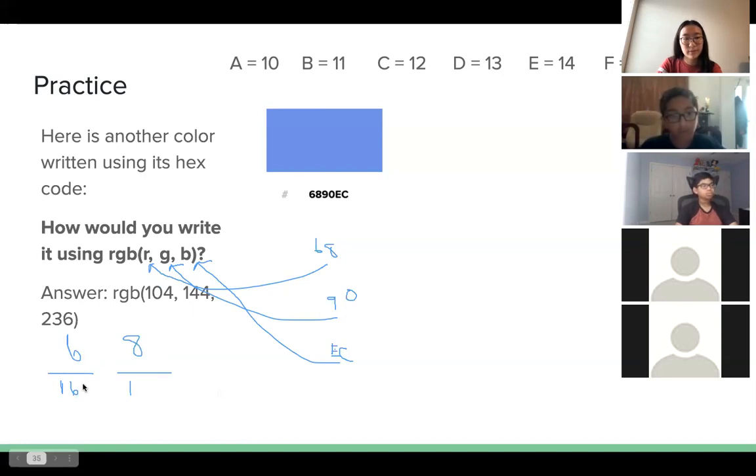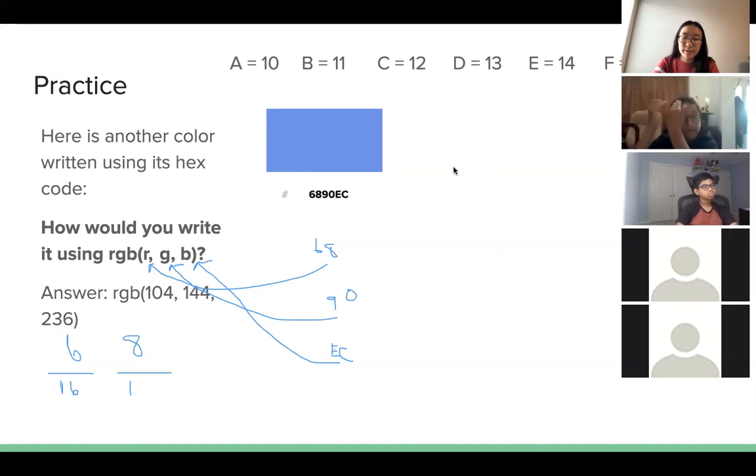So what we have to do is multiply the digit by its place value. So 6 times 16 equals 96. And then 8 times 1 equals 8. So you do 96 plus 8, which equals 104. The first two numbers in this hex code correspond to R in the RGB value, so that tells you it's 104. Same thing: if you convert 90 from hexadecimal to decimal, you're going to get 144.